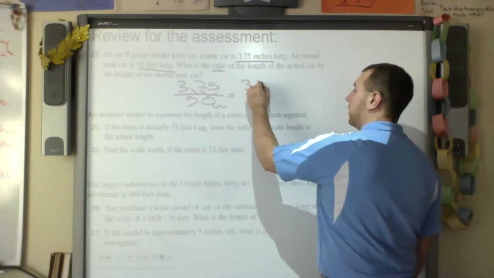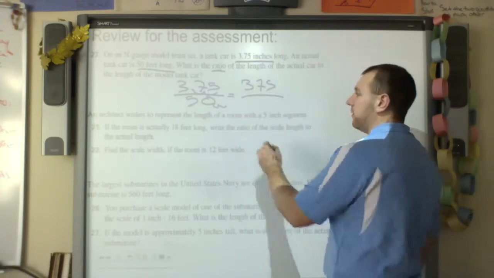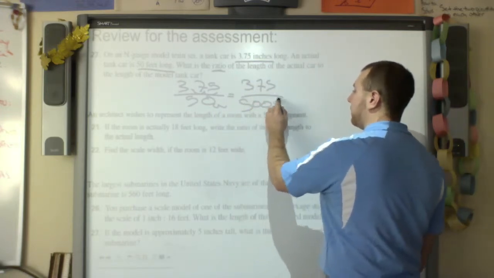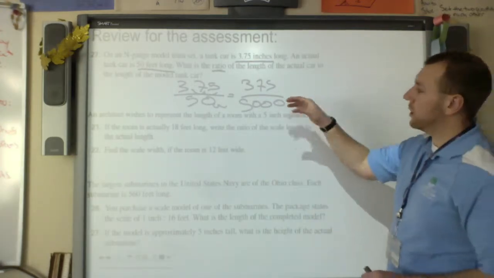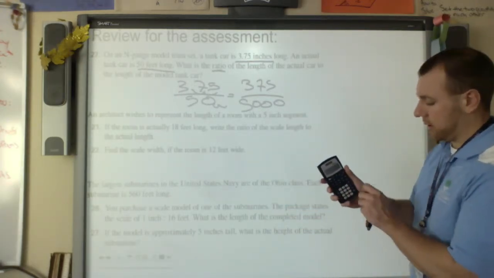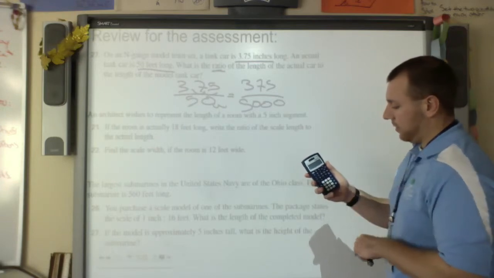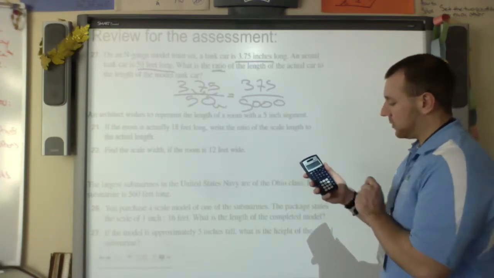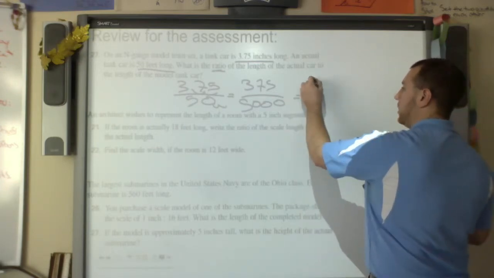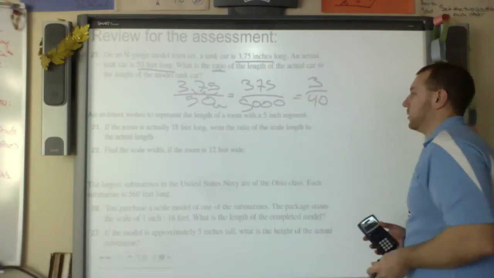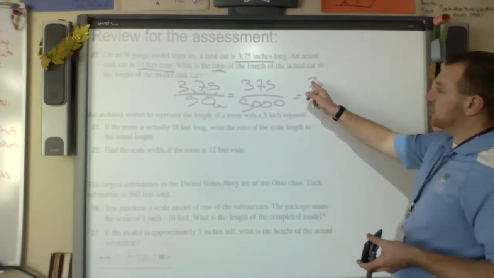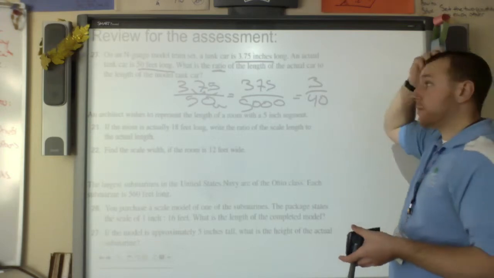So I have good solid numbers: 375 over 5,000. So what I would do is take my calculator and enter 375, the fraction key, then 5,000, and I would get 3 to 40. Okay, so every 3 inches goes with 40 feet.